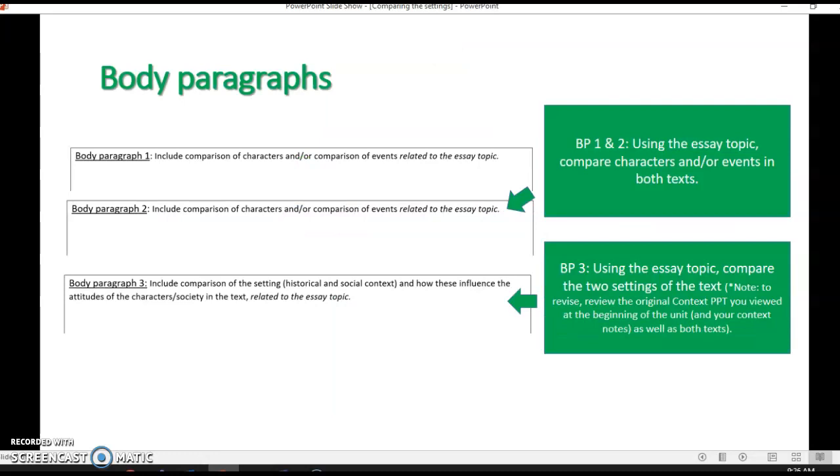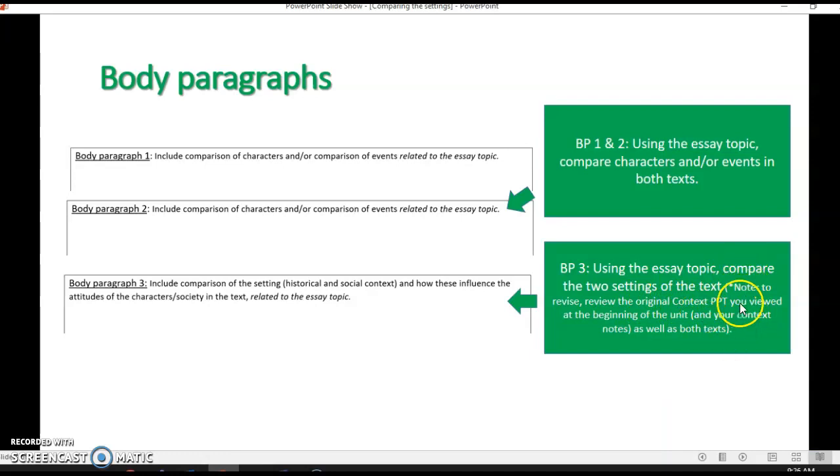Body paragraphs. So in the practice CAT, we did the first two body paragraphs. So this is using the essay topic to compare the characters or events in both texts. Okay, for body paragraph 3, you're all popping up and liking the messages I've sent. Body paragraph 3, use the essay topic to compare the two settings of the text.